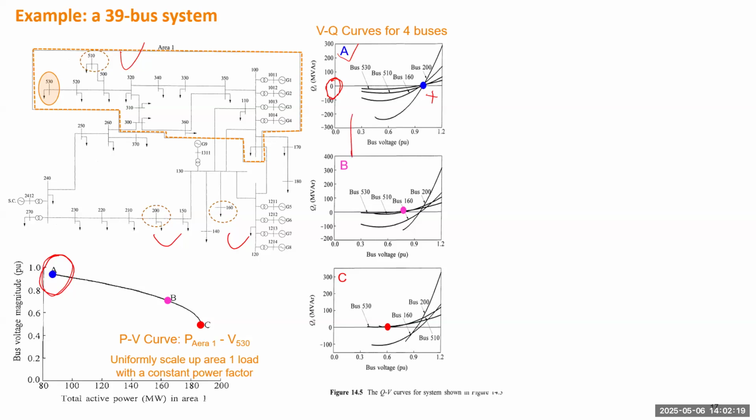Then we move to condition B. Okay, you see all the VQ curves still have positive slope, but for the VQ curve with bus 530, the slope has been almost 0. Then when you further change to the condition C, the VQ curve 530 will tangent to this horizontal line. So that indicates the critical condition.